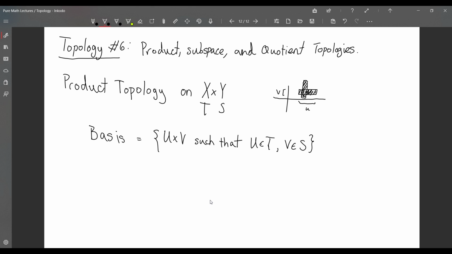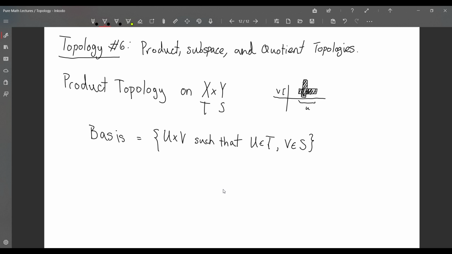You can also construct, I believe, a basis by choosing U and V from a given basis on the two topologies. But that's just a side thing. You usually don't need that.